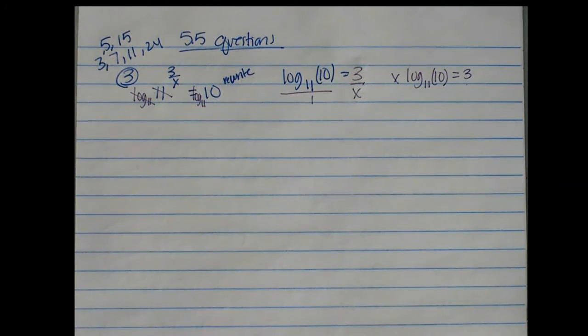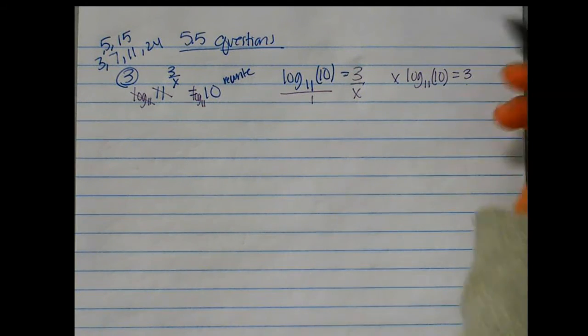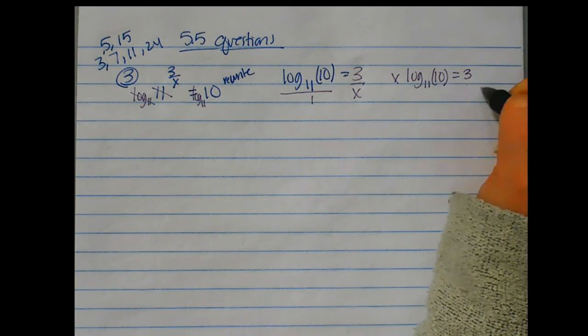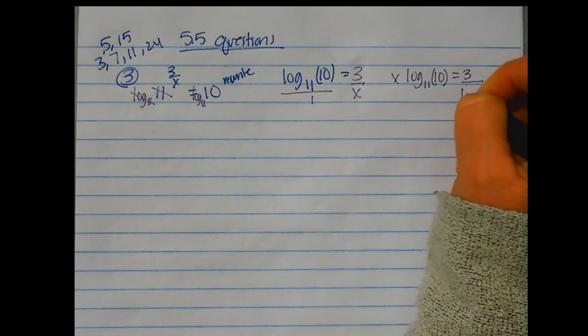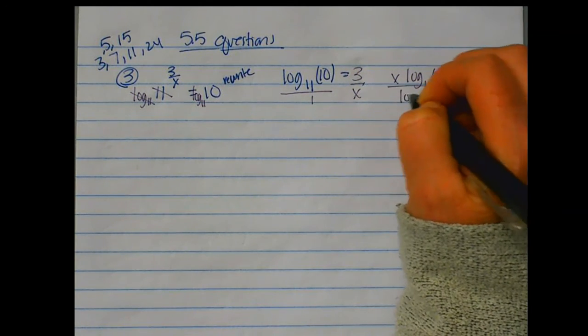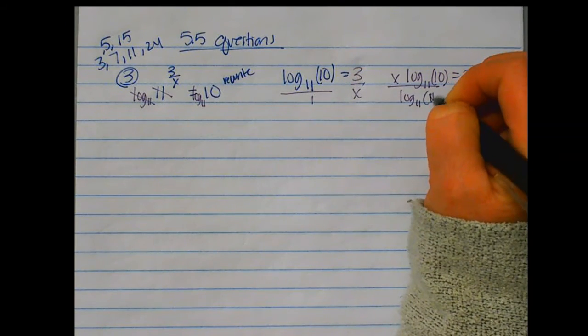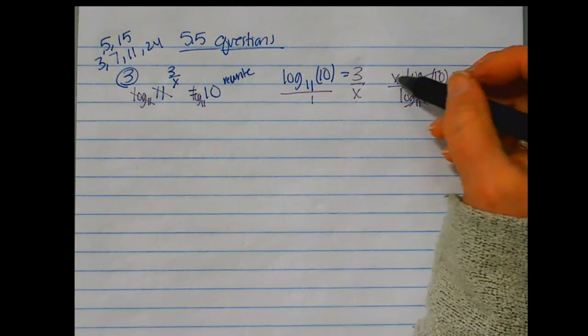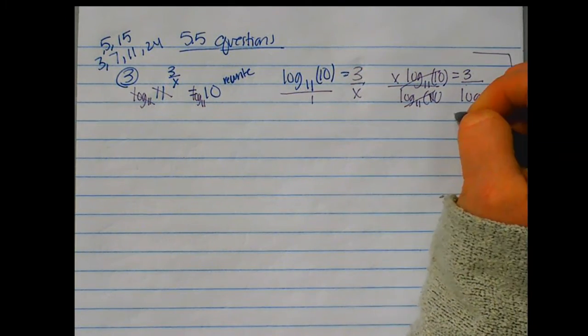I'm so close to having x by itself, but it's multiplied by something. So now I need to move this to the bottom and say log base 11 of 10. If I divide both sides by that, then those cancel. I have x equals, and this you can put in your calculator.